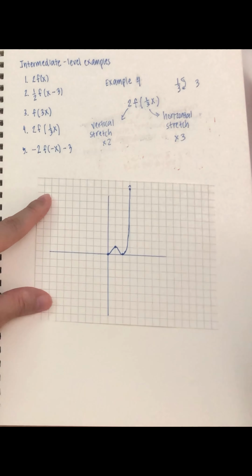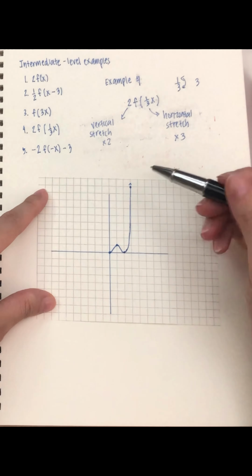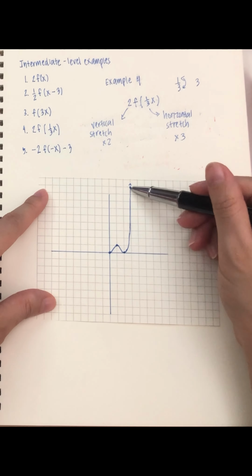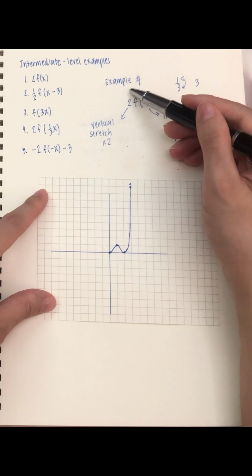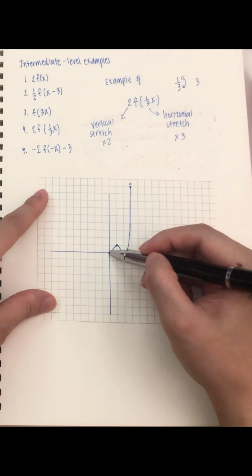Let's use this graph. Okay, a vertical stretch by a factor of 2. Oh my goodness, 9 becomes 18. Okay, I changed my mind. I'll just use these 3 points.